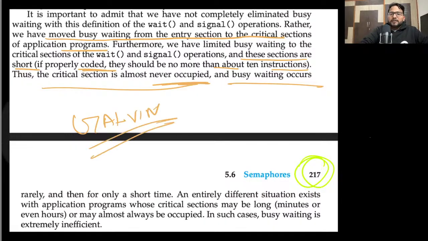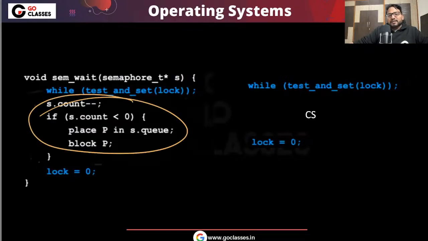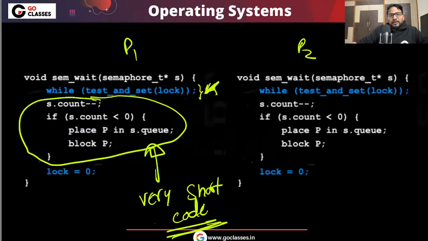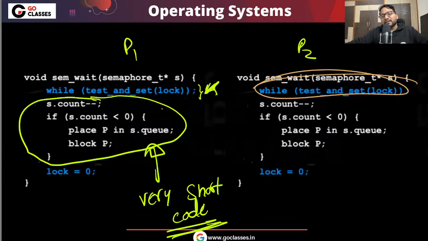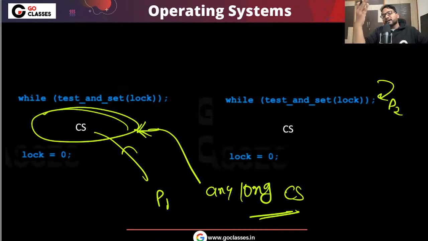So they are saying in the semaphores, if you consider this as a critical section, then this is a very short code. So that's why if P2 gets stuck here, then how long? A very short time. But if it is an arbitrary critical section, if test and set is being used for protecting an arbitrary critical section, then it is definitely a problem. Understood? Okay.